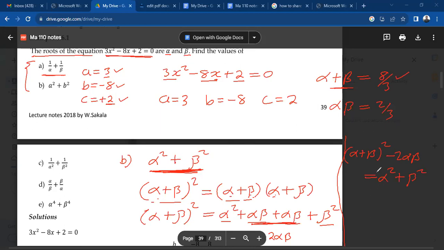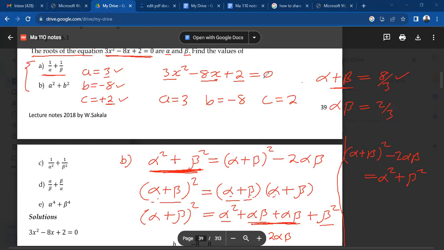I don't want you to do this, but I want you to know this. So what is it that I want you to know? What I want you to know is that alpha squared plus beta squared is equal to, so this one you have to know by heart if you can't deduce it the way I've done it. So alpha squared plus beta squared, all of you should know that this is alpha plus beta squared minus 2 alpha times beta. So all of you should know this.